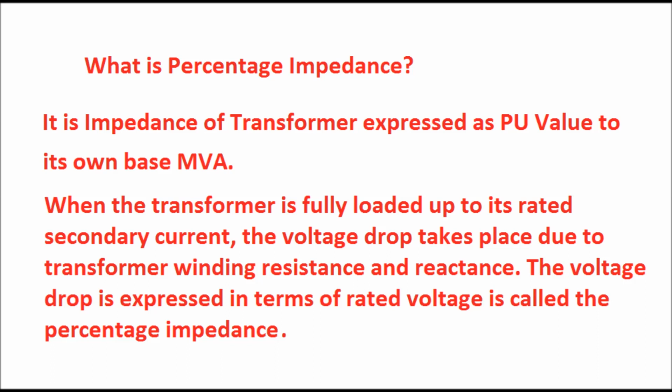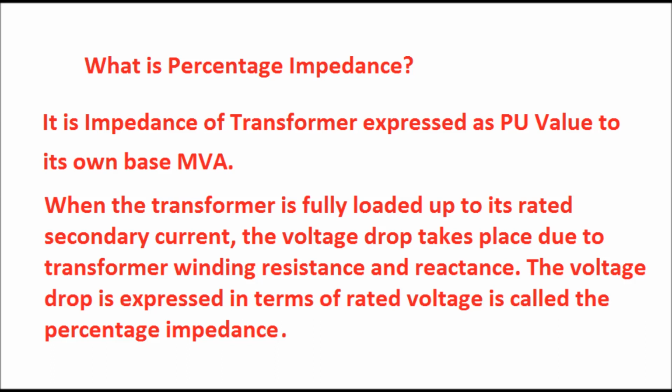base MVA. For example, if a transformer capacity is 10 MVA and it is a 33 by 11 kV transformer and its percentage impedance is 8%, then the per unit value of the transformer impedance is 0.08 per unit, to the base MVA of 10 MVA.